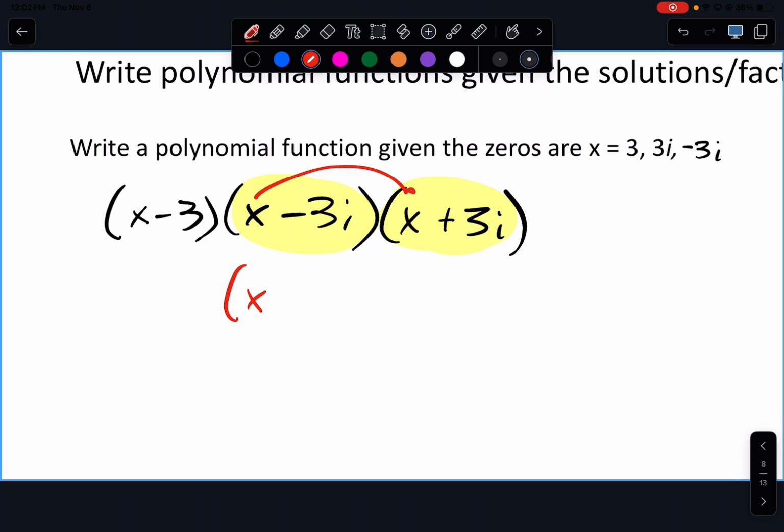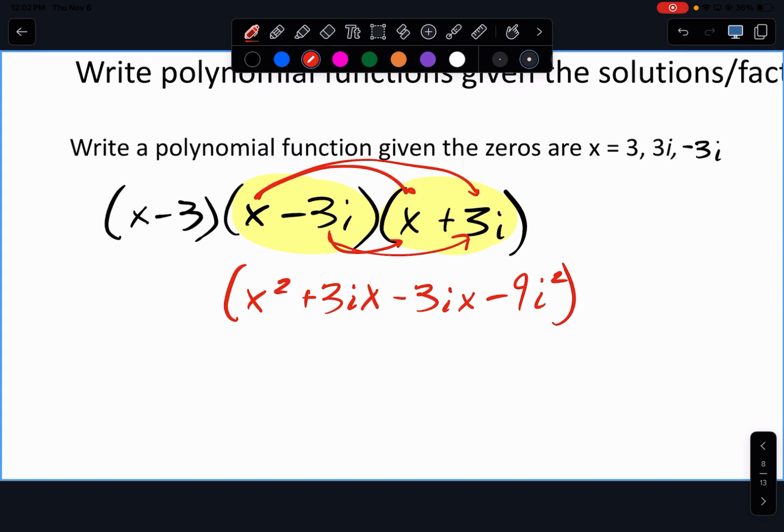X times x gives me x squared. X times 3i is going to give me positive 3ix. Then we do negative 3i times x, so that's negative 3ix. And then negative 3i times positive 3i is going to be negative 9i squared. Here's why this is helpful. We are going to be able to eliminate from this all of our imaginary numbers. Because my 3ix and negative 3ix are going to cancel out, right?